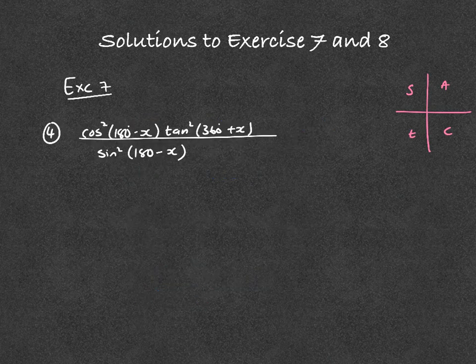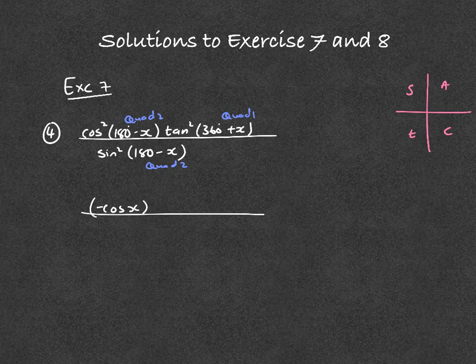Okay, next one. Question 4. Cos squared (180 - x) times tan squared (360 + x) divided by sin squared (180 - x). 180 - x, quadrant 2. 360 + x, quadrant 1. 180 - x, quadrant 2. So cos is negative in the second quadrant, so it's minus cos x squared. Tan(360 + x), quadrant 1. Tan is positive there, so tan x squared. Sin squared (180 - x), quadrant 2, so that would be sin x squared.